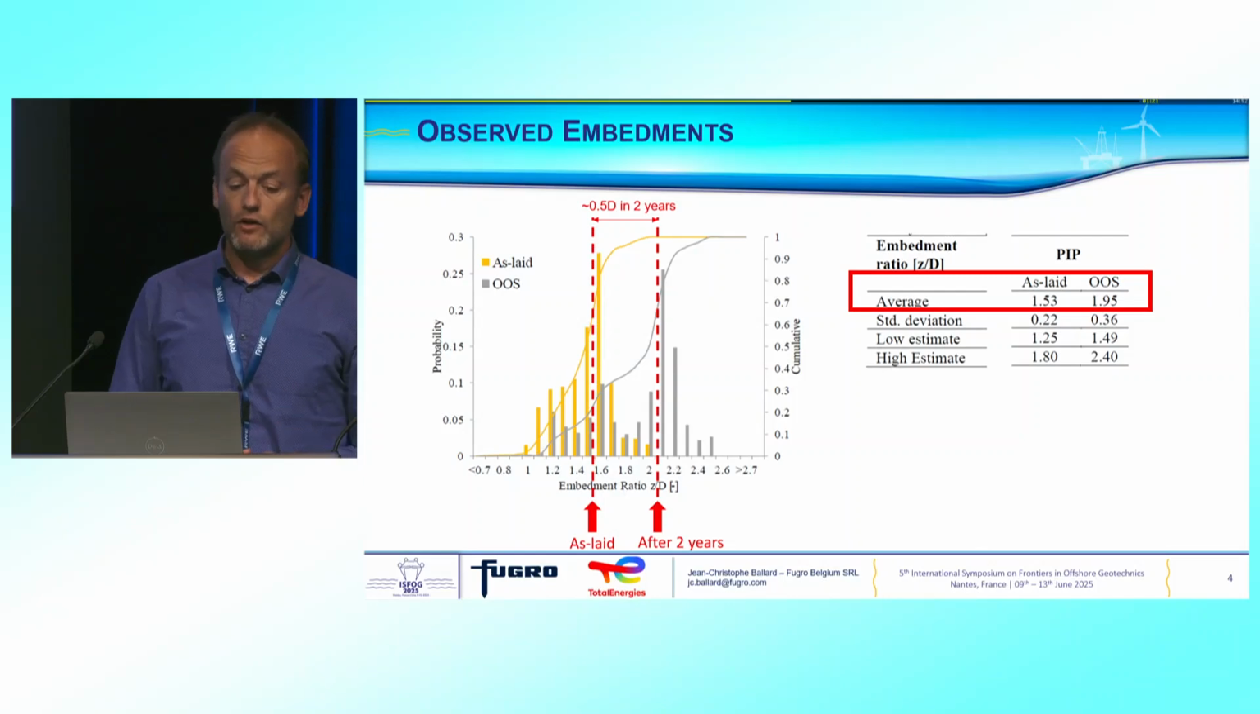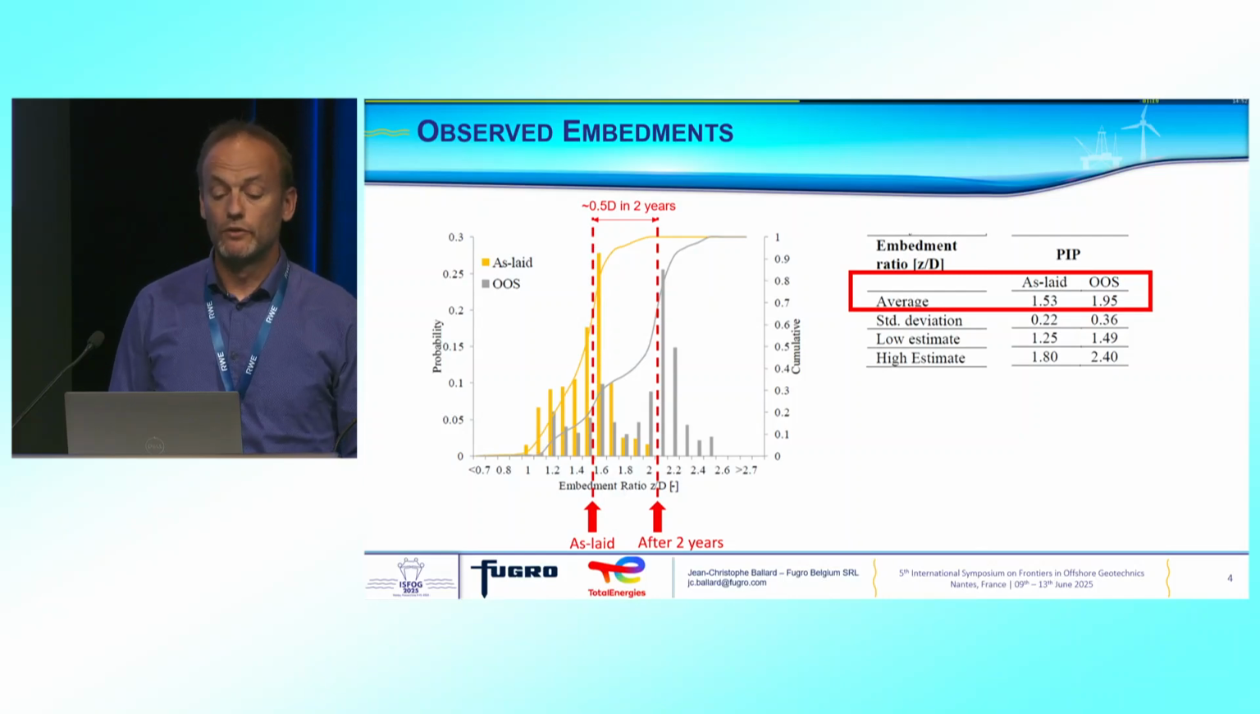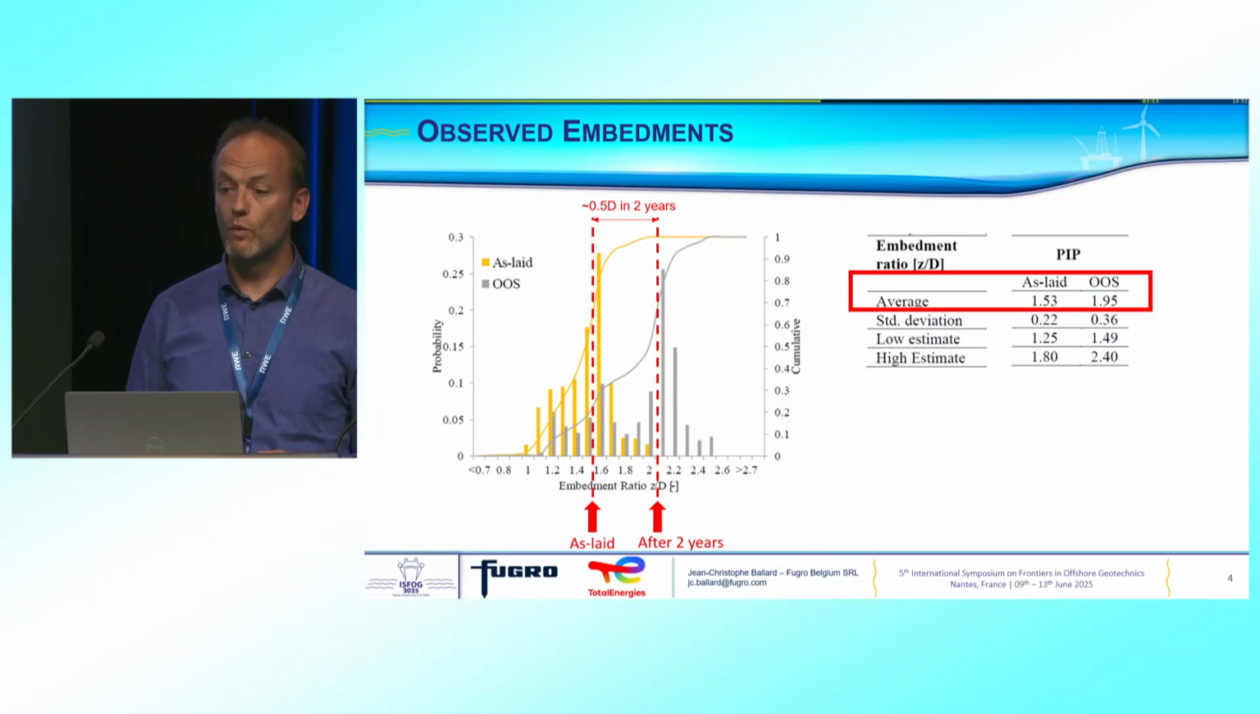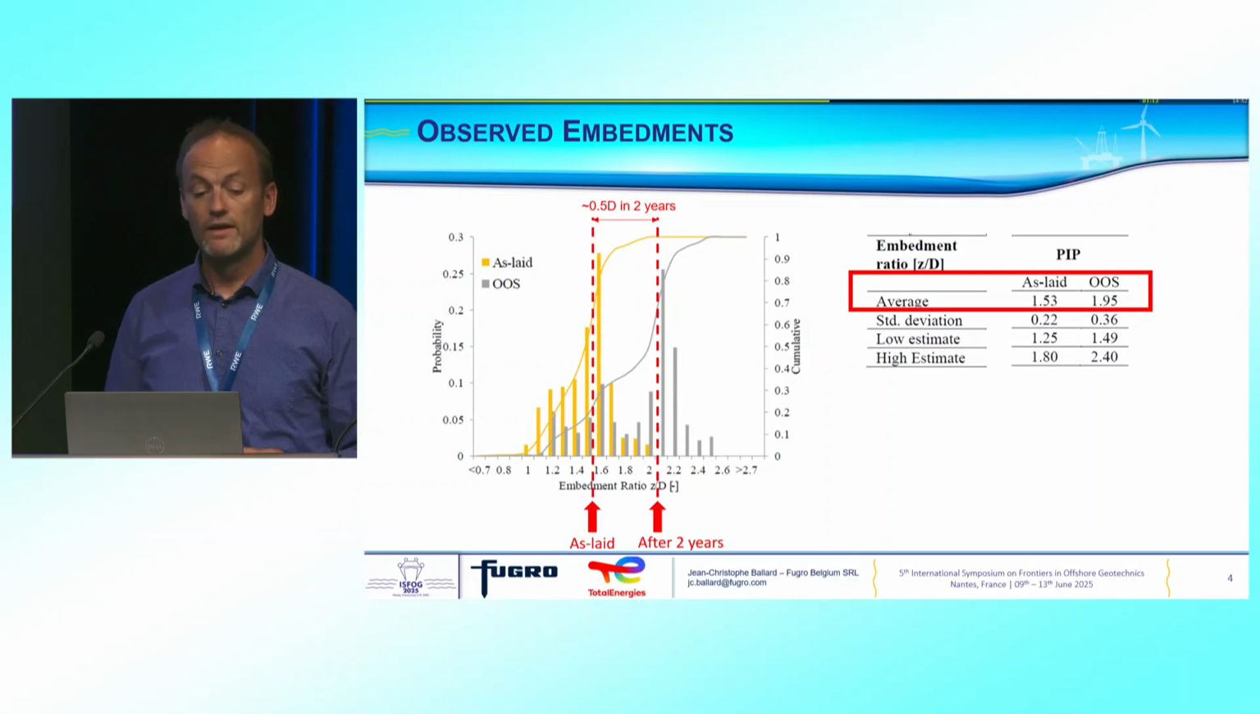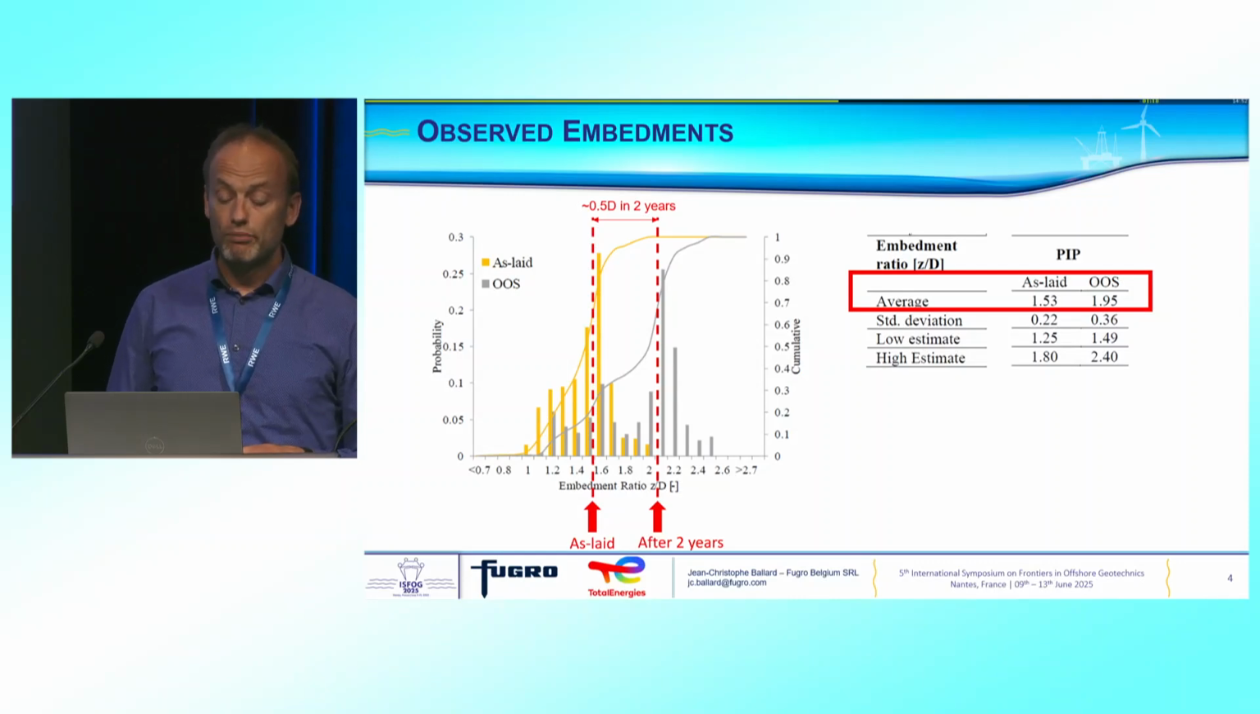So these are the observed embedments. The initial embedment was quite large, of the order of 1.5 times the pipeline diameter. And a surprising observation is that embedment increased by another 0.5 diameter in a period of 2 years between installation and the start of the operation.